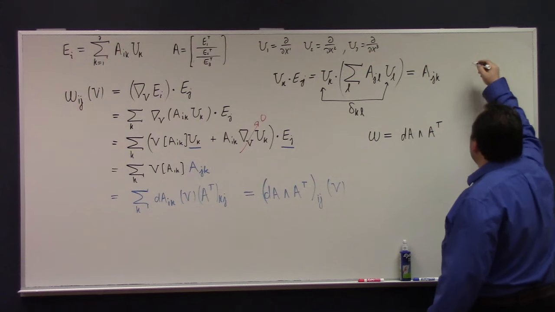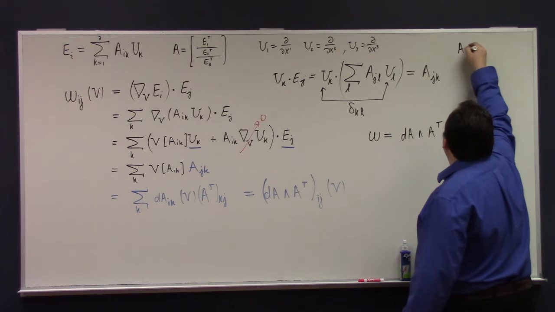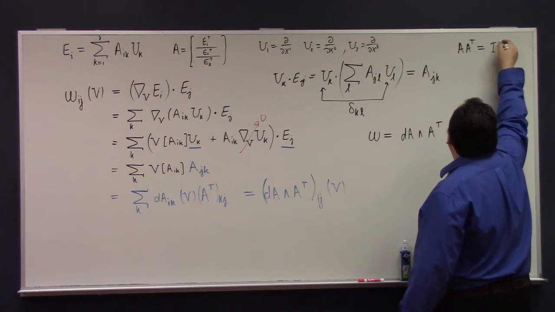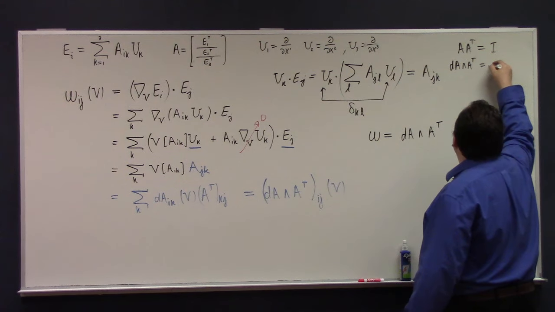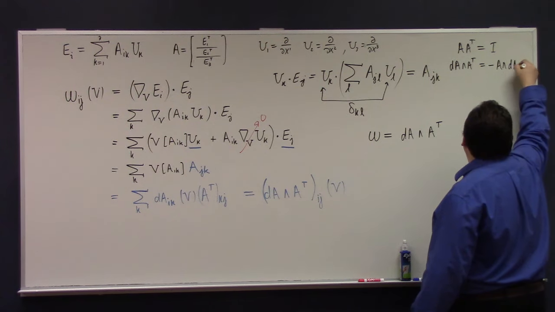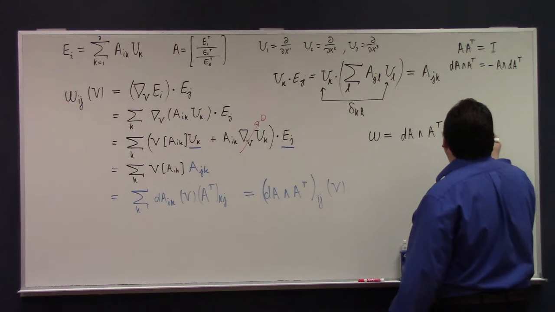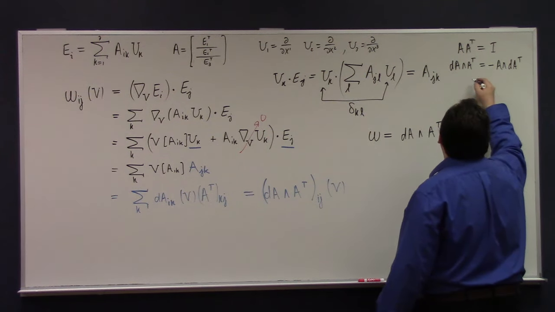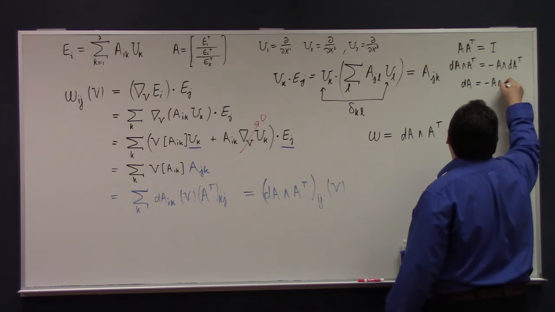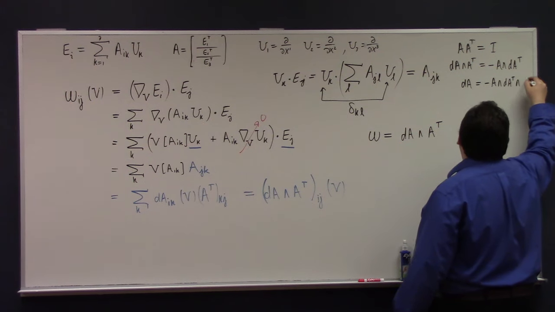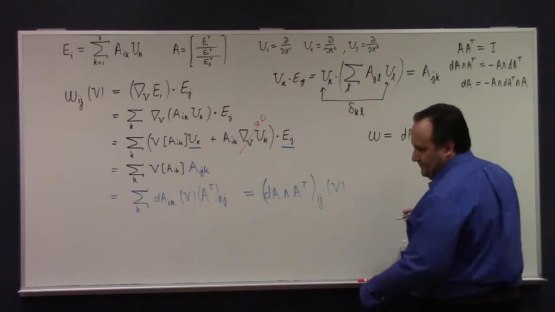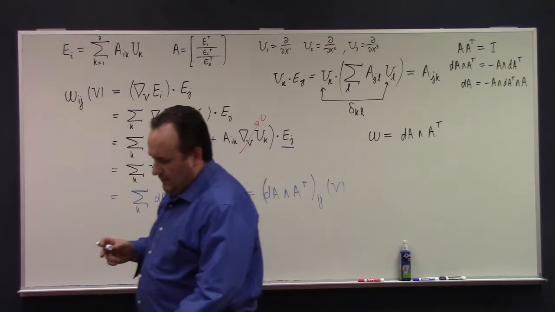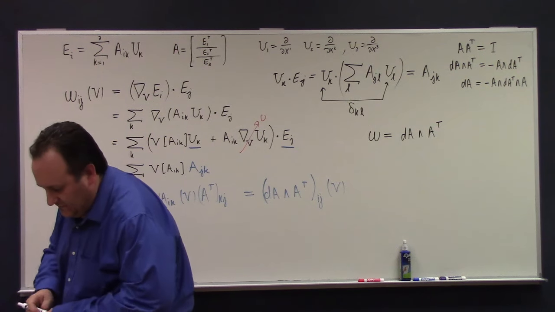And last time, at the end of class, we noticed that since A times A transpose is equal to the identity, we also have identities like dA wedge A transpose is equal to minus A wedge dA transpose. So we could also write this, or if you like, you could say it is like minus A wedge dA transpose wedge A. There's a bunch of different things you could write here, but anyway, I'm content with dA wedge A transpose for now.